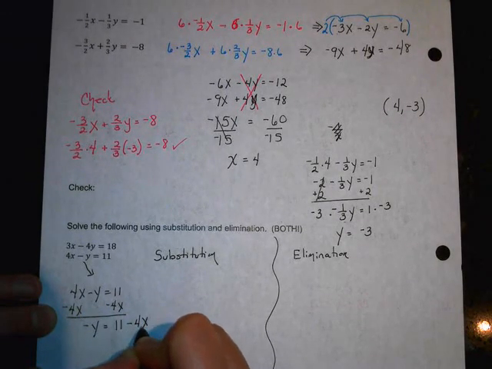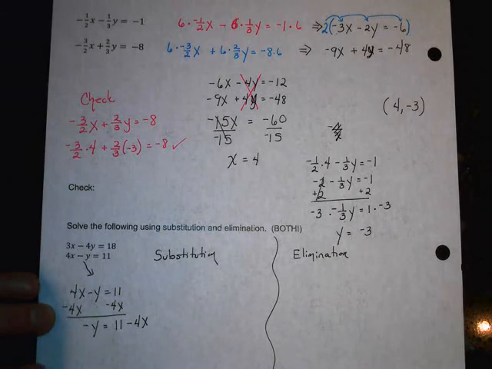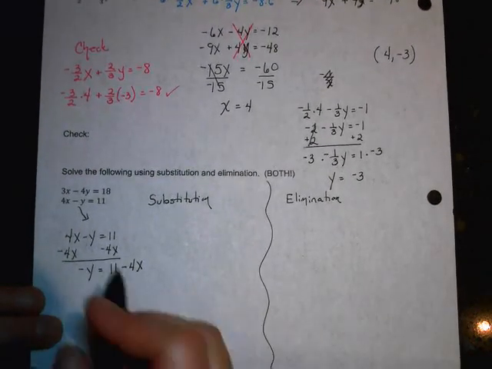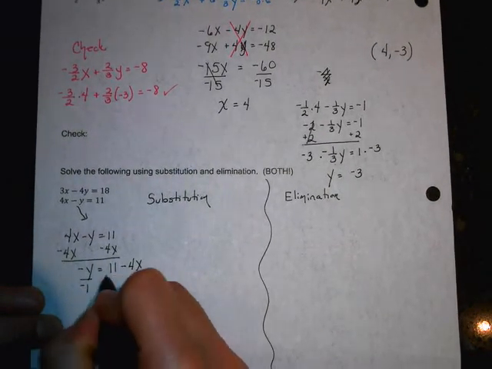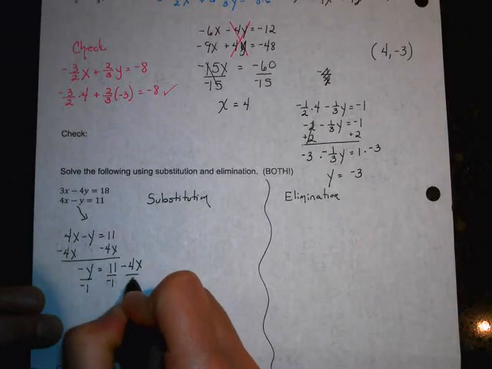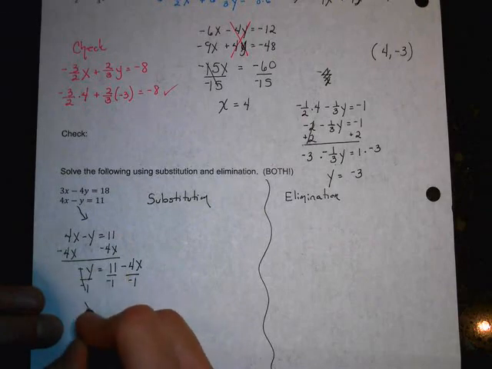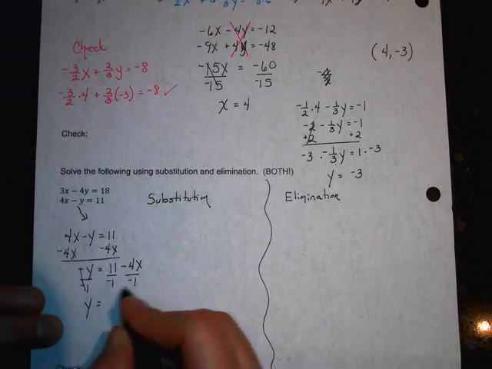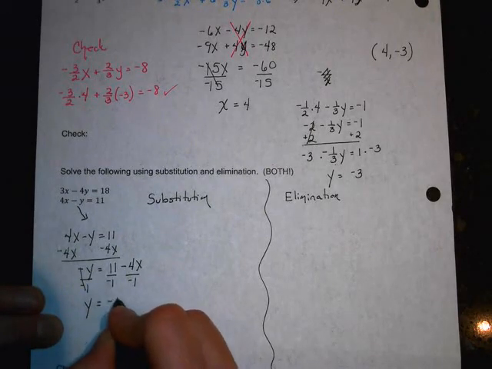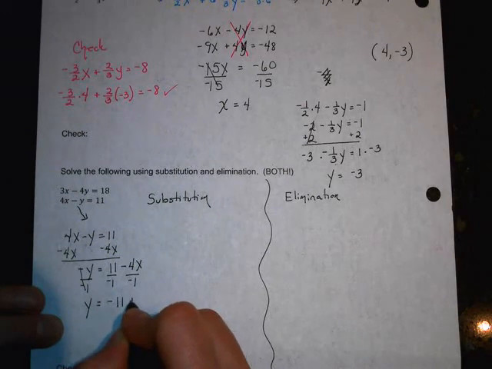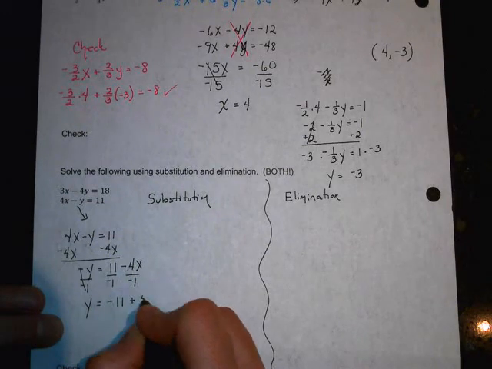And then to get y by itself, you guys okay dividing by negative 1? You want to divide each piece by that negative. So we'll get y equals negative 11 plus, negative divided by negative is a positive, plus 4x.